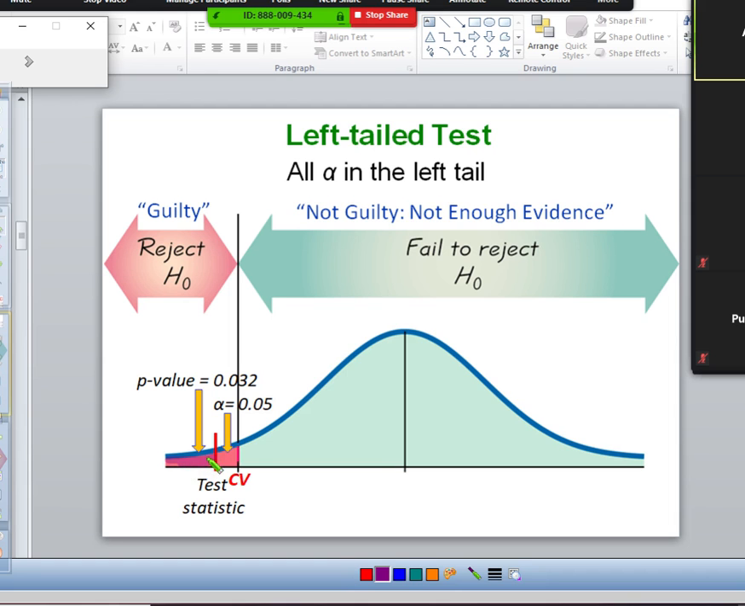And that is definitely less than 5%. This red area here, this whole part here is 5%. This is less than that. It's unusual because this is the probability. So the critical value has a probability of 5%. The test stat will have a probability of whatever the p-value is. And if it's less than 5%, it's going to be unusual and he would be guilty.